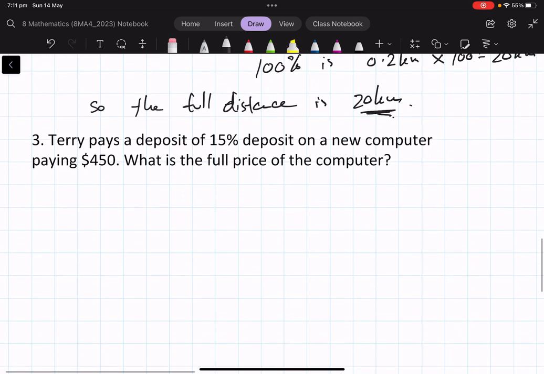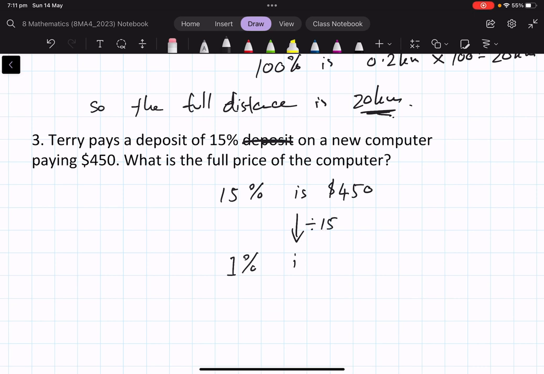Final one, number 3. Terry pays a deposit of 15% on a new computer, paying $450. What's the full price? What is 100%? Now, we've got 15%. The deposit, a small amount we pay, is $450. So again, what about 1%? How do I work out what 1% is? Well, we divide by 15. So 1% is 450 divided by 15. And if we work that out, it's going to be $30.